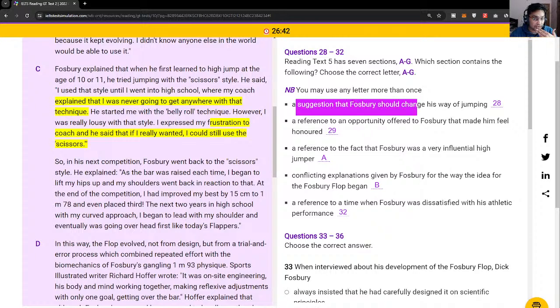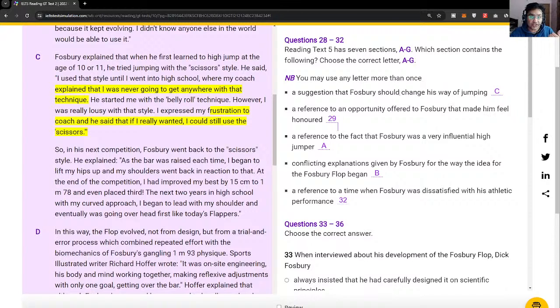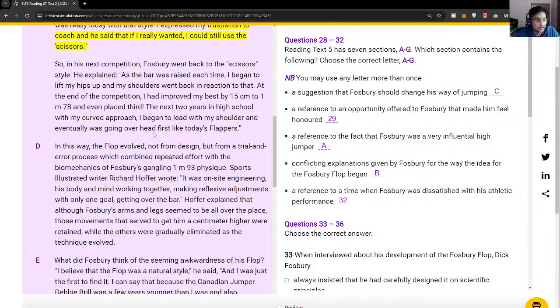It was a suggestion. Yes, it is absolutely right. 28 is C, because of the suggestion that Fosbury should change his way of jumping. Coach explained that I was never going to get anywhere with that technique, which means he was giving me the suggestion that we should change your style. A reference to an opportunity offered to Fosbury that made him feel honored.